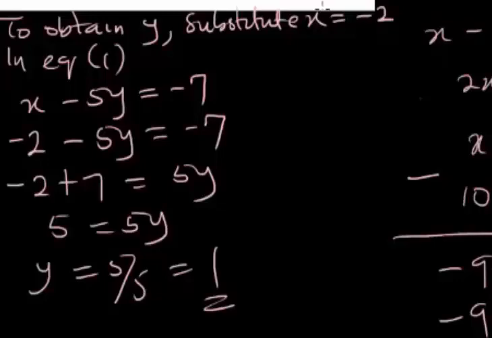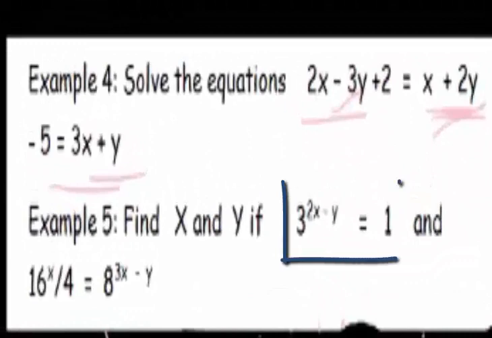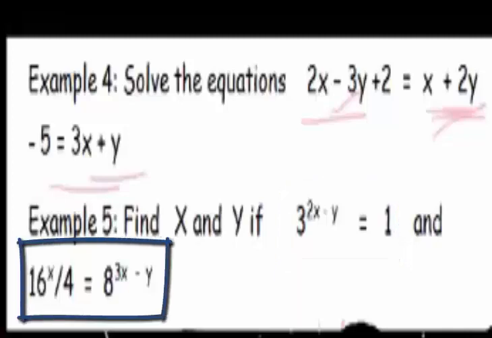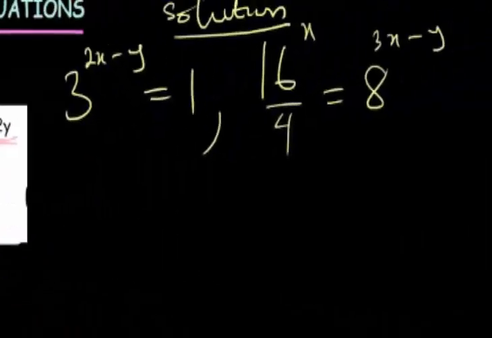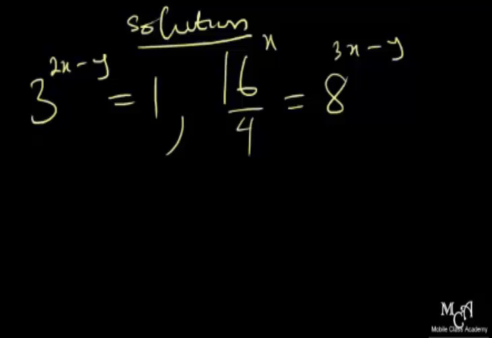And then we move on to the next method of solving simultaneous equations. We have 3 raised to the power 2x minus y equal to 1. That's our equation 1. And then we have 16 raised to the power x over 4 is equal to 8 raised to the power 3x minus y. Okay? You cannot solve this simultaneous equation in this form because this is in the form of indices. So you have to break it down and change it to a normal simultaneous equation.